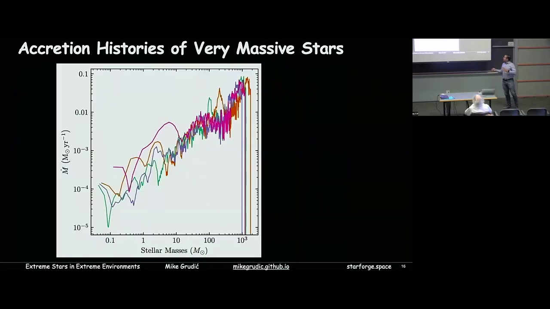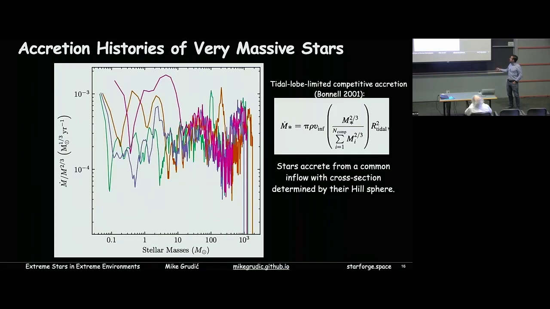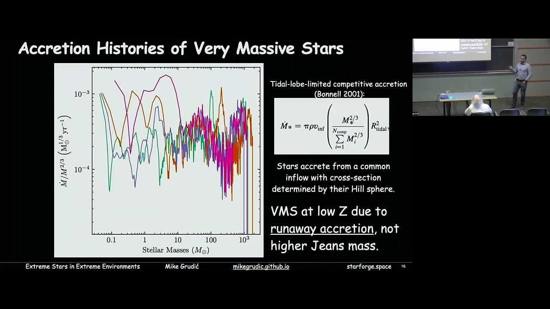So if we look at the accretion rate, then we find that the accretion of these 4 very massive stars is highly correlated. And if we take out the dominant scaling, it looks like an m to the 2/3 scaling in the mass accretion rate, which is consistent with this picture of competitive accretion where the cross-section for a star to accrete gas is limited by the size of its Hill sphere in a tidal field. So this highlights an important point, which is that very massive stars are forming at low metallicity, not due to a higher Jeans mass due to the thermal processes, but due to this runaway accretion.